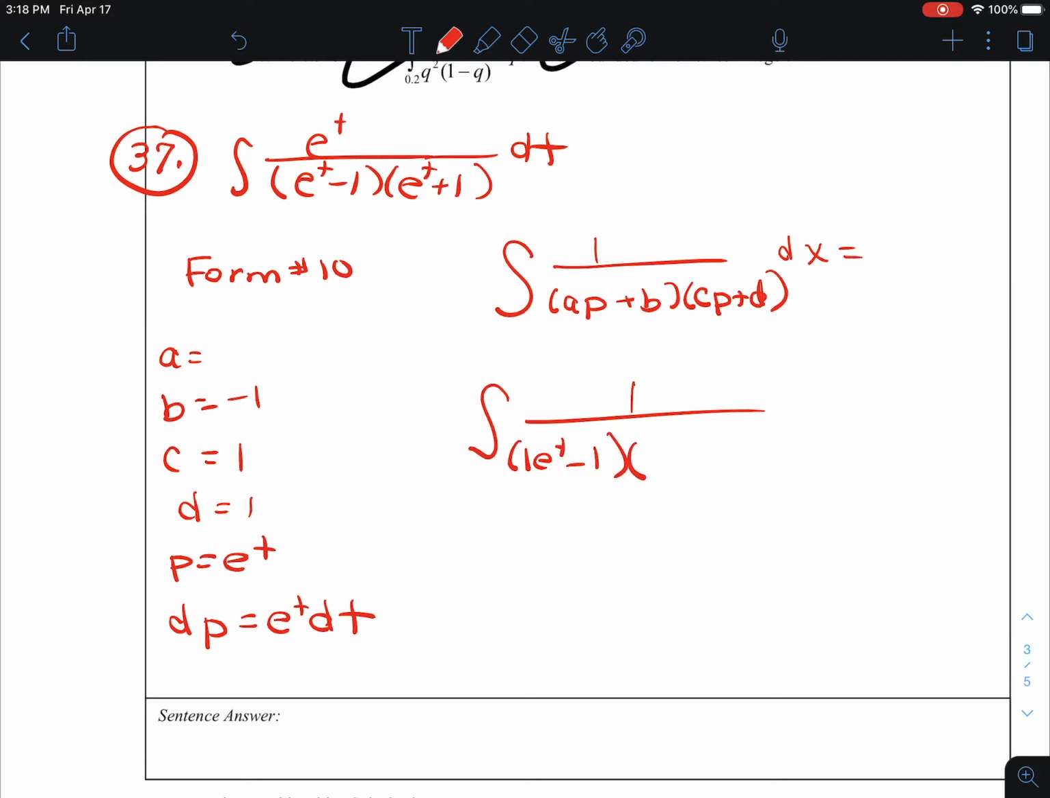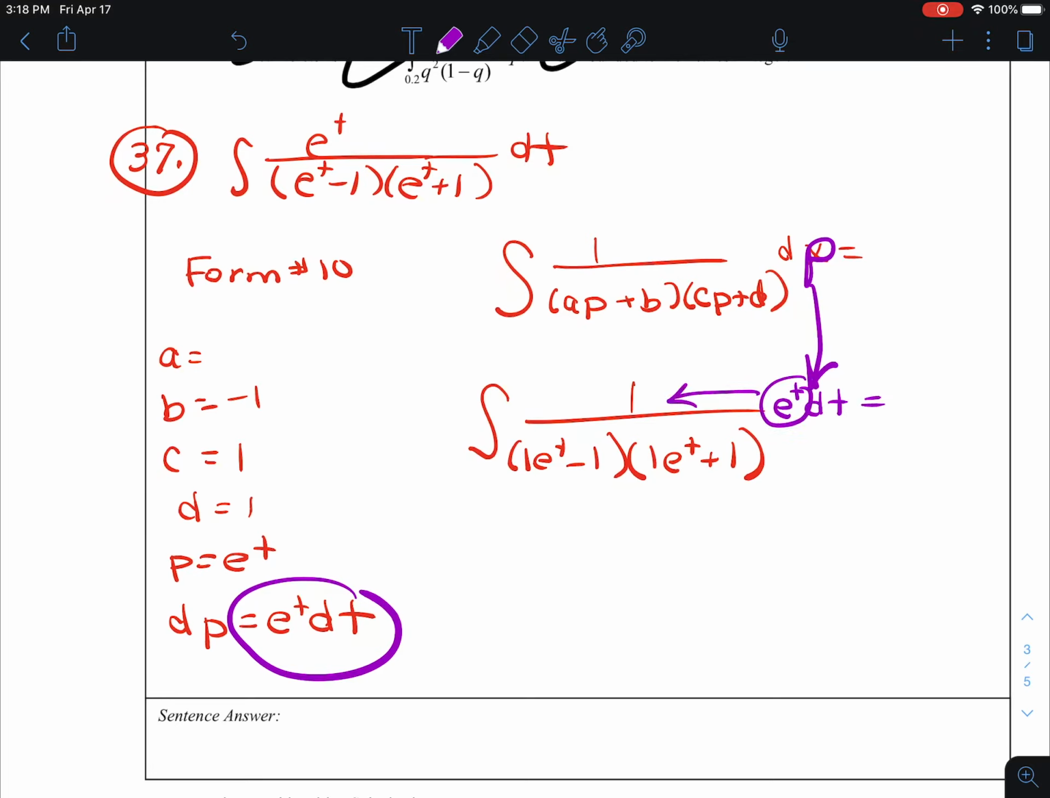Looks like I get that, and that. Now here's the biggie. I'm going to change colors here so this pops for you. Oh, this should have been a dp, my bad. For that dp, look at what I'm plugging in: e to the t dt. And so this slides over here and makes that a perfect match.